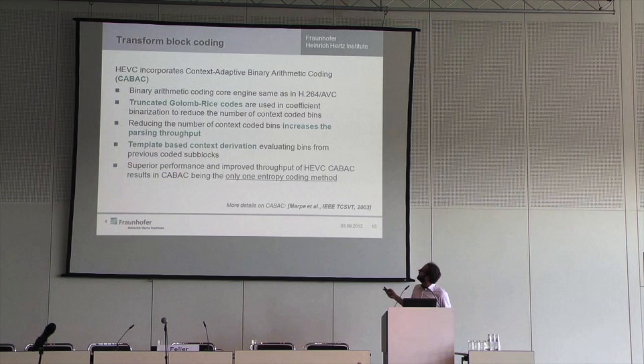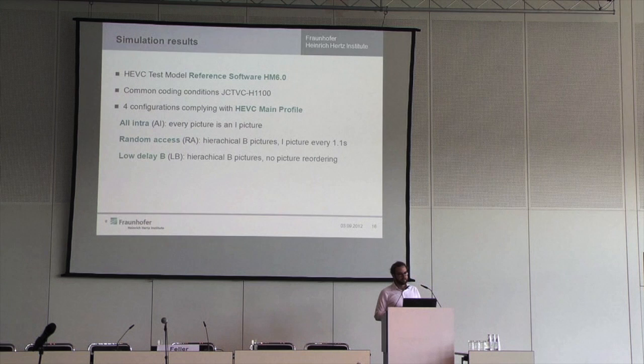So now we come to the simulation results. The software I used to generate these results is the test model 6.0. The common conditions for that test model have three configurations: an intra configuration, a random access configuration, and a low delay configuration. Random access allows random access with an intra picture coded around every 1.1 seconds, and the low delay has no structural delay, so no picture reordering. It's suited for applications like video conferencing.